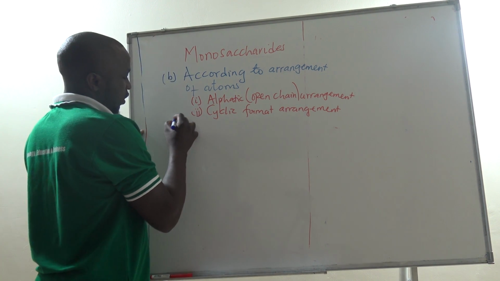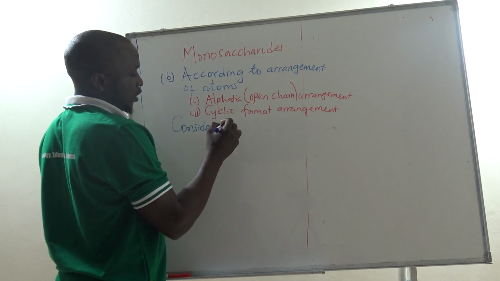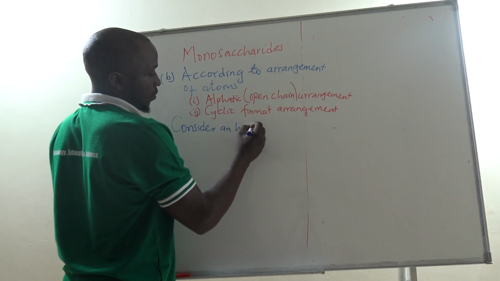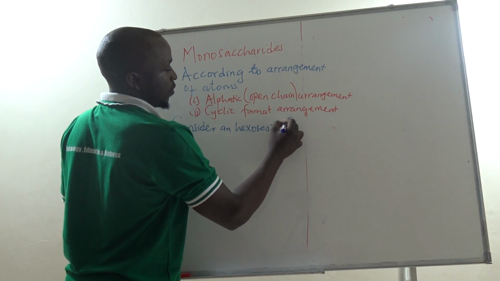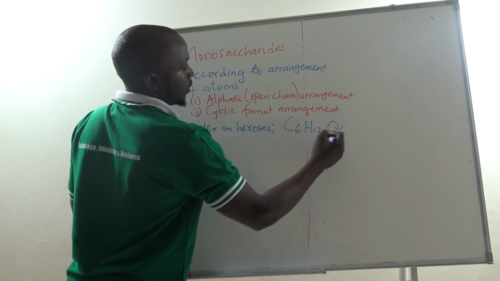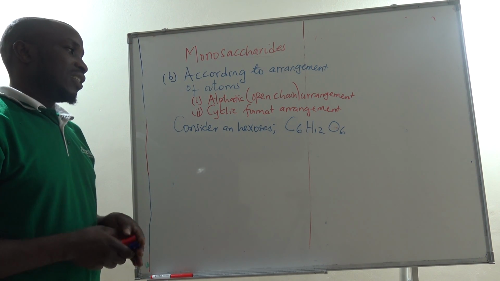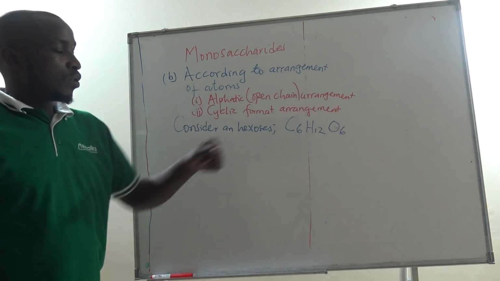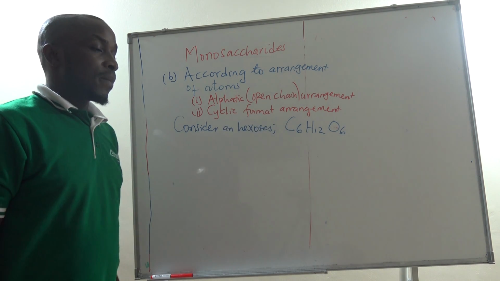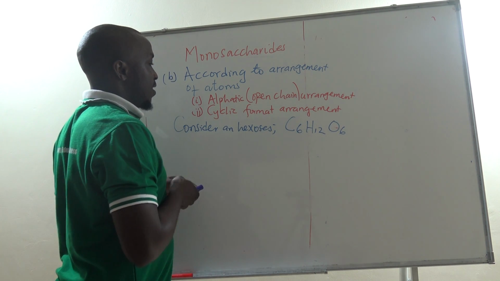So let's consider a hexose sugar. Hexoses, as we said, have C6H12O6. If you consider a hexose sugar like this, there are several examples under here. Fructose is there, galactose is there, and glucose is there. So how are they arranged?